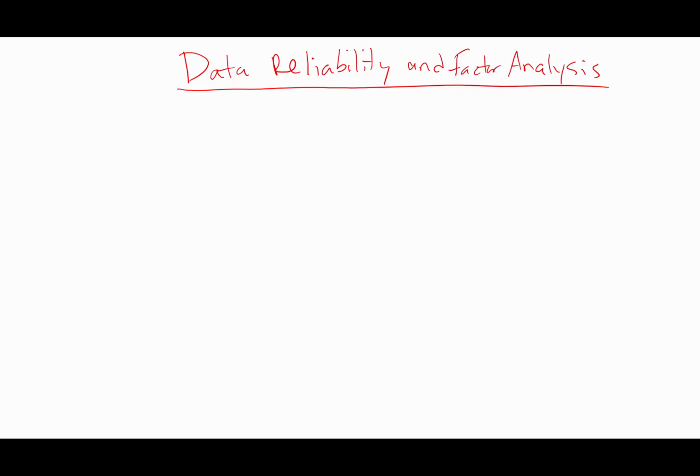Welcome back. This is video 4.23 and the last of the videos for chapter 4. In this one we'll talk about data reliability and factor analysis and how having low item reliabilities in the data set can result in pretty poor factor analysis results.